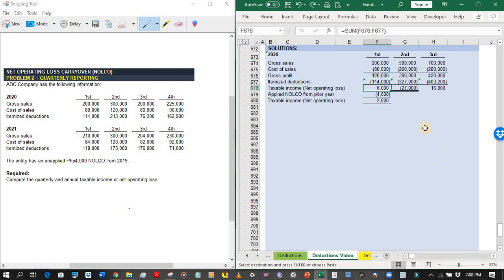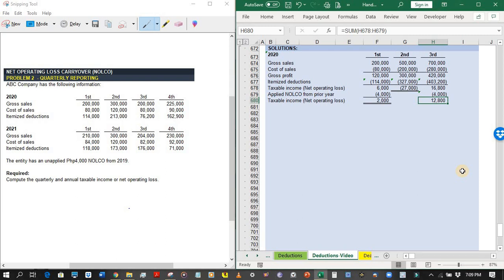So which means that we can also deduct the NOLCO applied during the first quarter because the 6,000 taxable income is part of the 16,800. So which means that the 4,000 NOLCO applied in the first quarter can also be deducted during the third quarter. So which means that the taxable net income of the taxpayer at the end of the third quarter is 12,800. So the income tax due that will be computed for the 9-month period will be based on the 12,800 pesos.